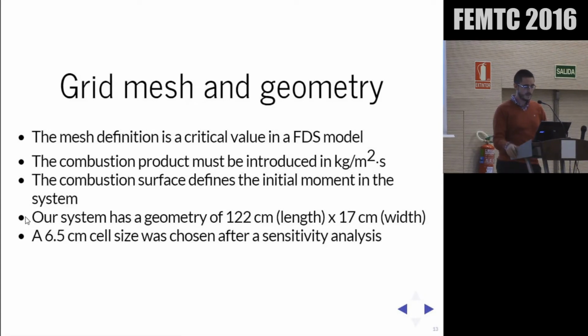And the third factor was, like in any other FDS model, how to define the grid, and how important that was, because we also knew that it's a rectangular surface. I knew that the combustion would take place in this rectangle. I knew the geometry, so I had to model this geometry in FDS. We knew it was 1.2 meters long and something like 70 centimeters wide.